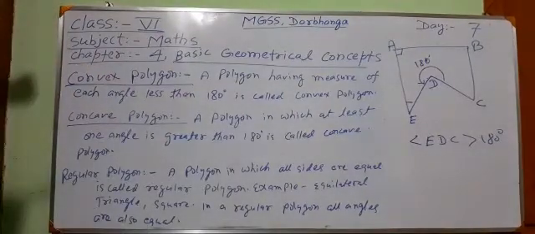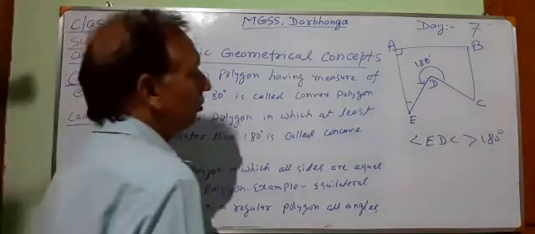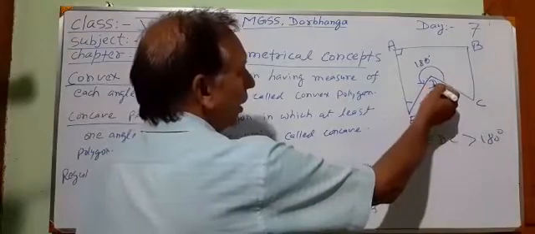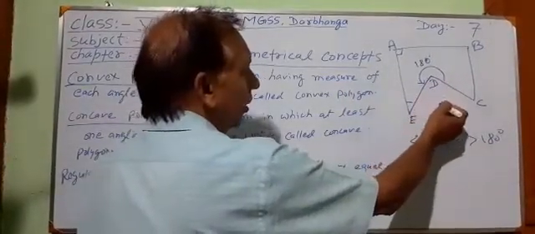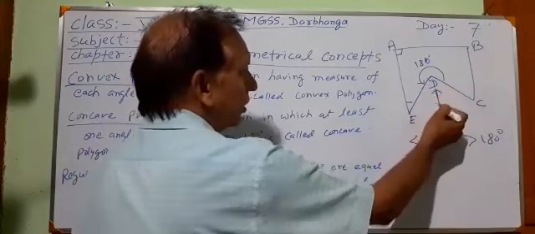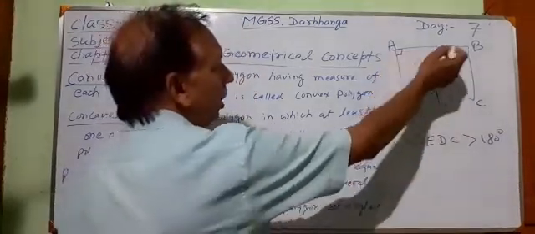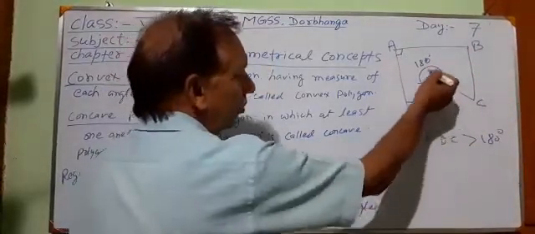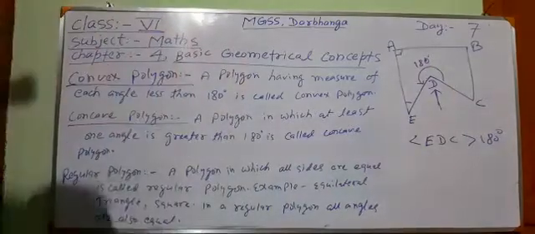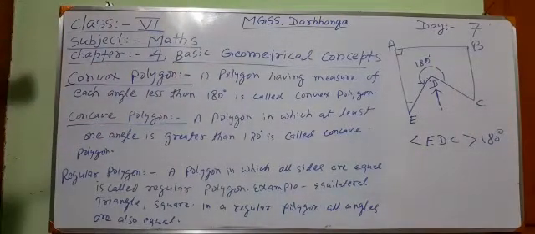If at least one angle is greater than 180 degree, then that type of polygon is known as a concave polygon. And we know what is concave or convex. Concave means which is bent in the inward direction. Here one vertex is bent in the inward direction. All these vertices are bent in the outward direction, but only one vertex is bent inward. So it is known as a concave polygon.